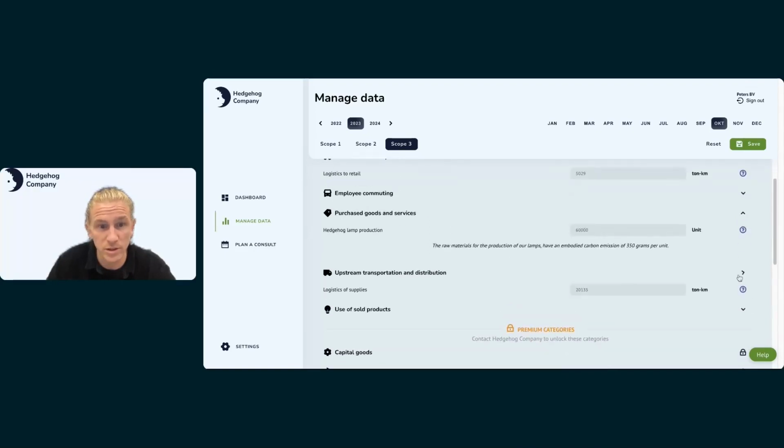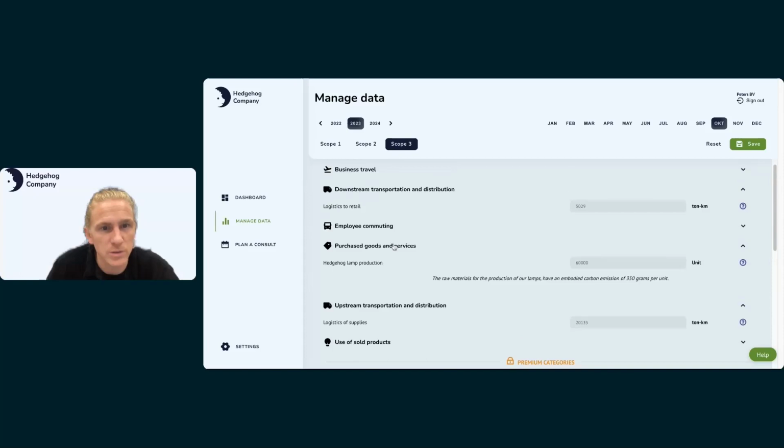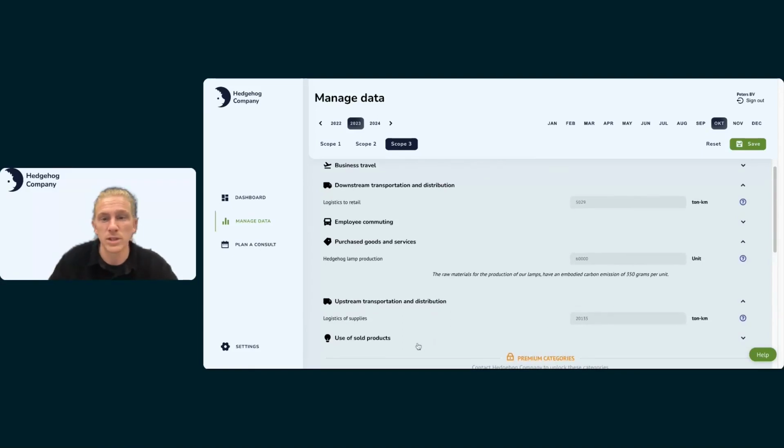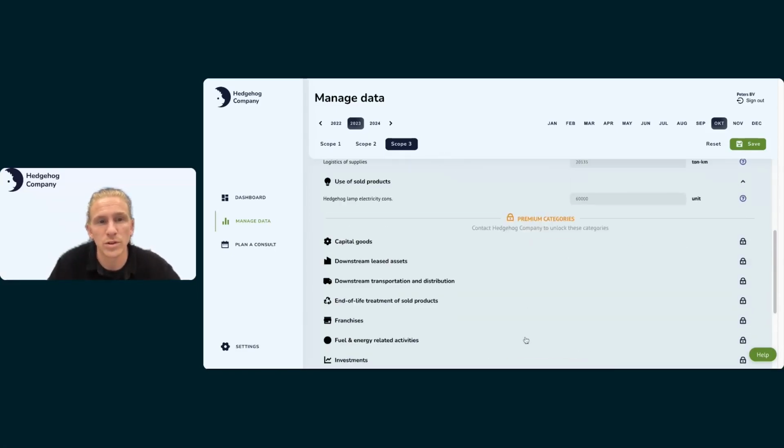Then we have, of course, the other transportation. Sorry, I mixed up downstream and upstream. This is upstream, here is downstream, because it's an alphabetical sequence. So we're listing again the amount of ton kilometers, how much weight and how many kilometers the trucks are driving. And finally, of course, we had the use of sold products.